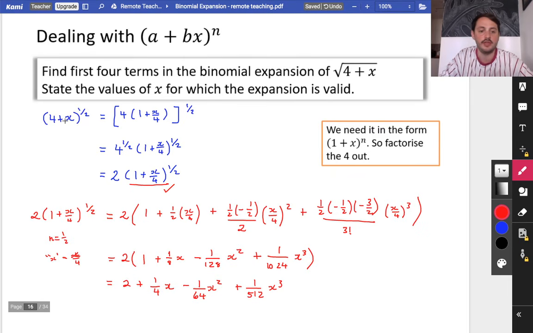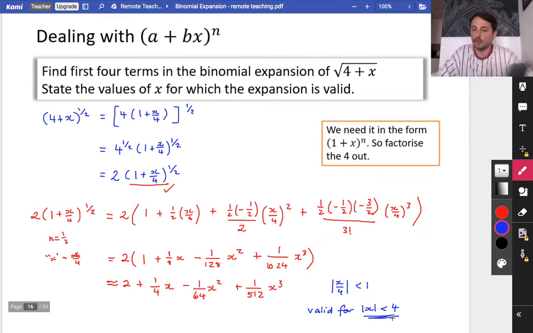Great. So this is approximately equal to this thing. Maybe I should have been using this symbol if I'm going to be fussy. And it was valid when we actually did the expansion. It wasn't for this thing. We did the expansion at this stage. So the thing that I need to be less than 1 is that x over 4 needs to be less than 1. Multiply both sides by 4. So it is valid for x being less than 4. Okay? So that's all that's different.